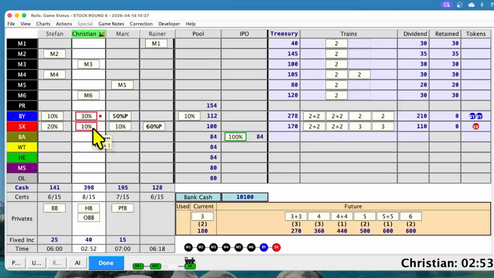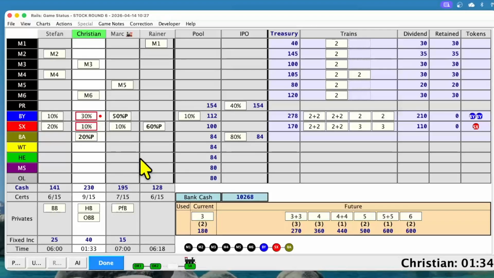After selling, or instead of selling, the player may purchase exactly 1 certificate. You may buy shares from the bank at the printed price, or previously sold shares from the bank pool at their current market price. There's only 1 share that Christian can buy at the moment, which is the director, the president share of the Baden, and he decided to buy that.